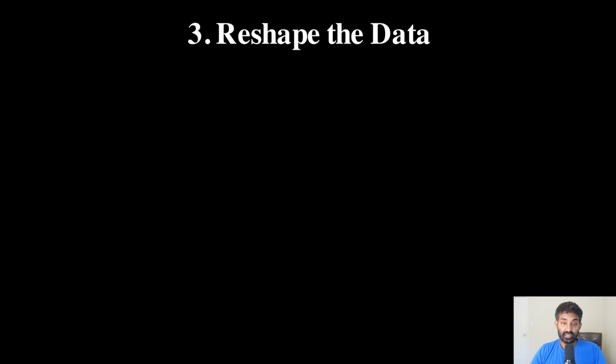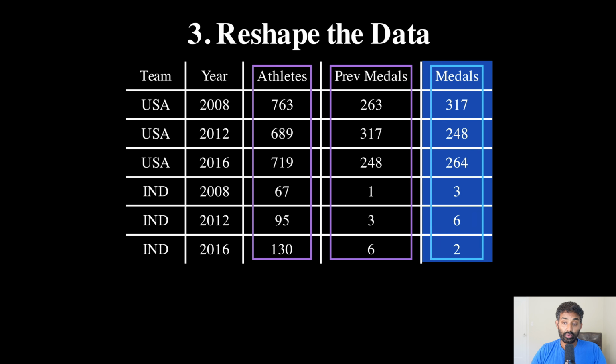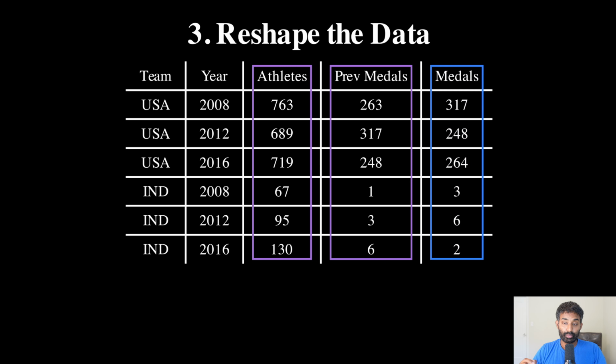Once we have the data, we need to reshape it to make machine learning predictions possible. In this case, we don't need to do a lot of reshaping, since what we're going to predict is the final column, the medals column, and we're going to use the athletes and previous medals columns to do that. So our data is already in the form it needs to be in, where we can pull data from a single row to make the predictions that we need.